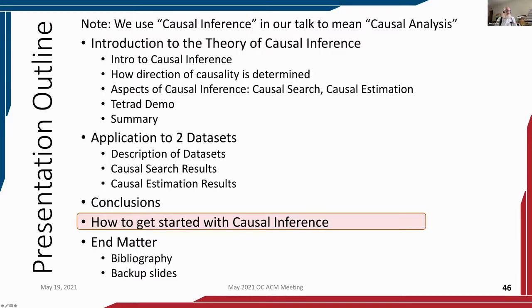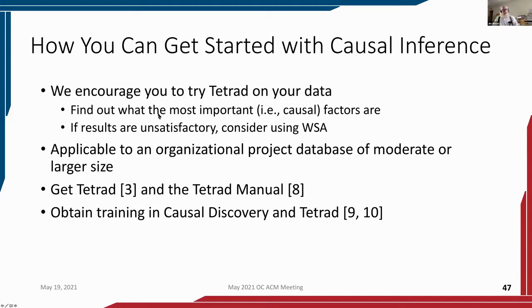All right, so to some extent, we're hoping that after seeing this talk, you're going to get started yourself with causal inference. We encourage you to try Tetrad on your data, find out what the causal factors are. If these simple results are unsatisfactory, consider using the weak signal analysis. It should be applicable to an organizational project database of moderate or larger size. You can get Tetrad. Reference 3 is how to get the Tetrad software, and reference 8 is how to get the Tetrad manual. And training in causal discovery in Tetrad is available.